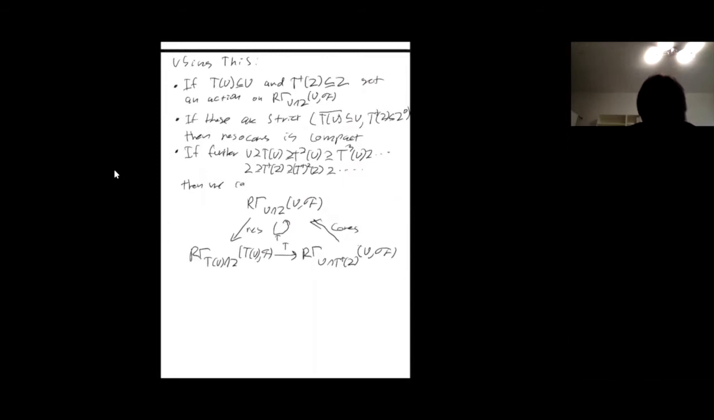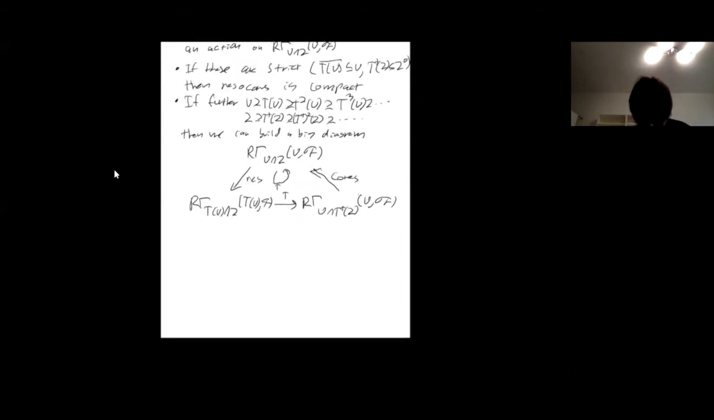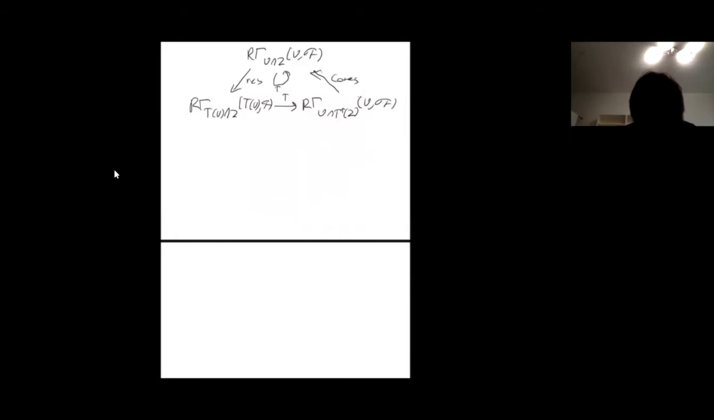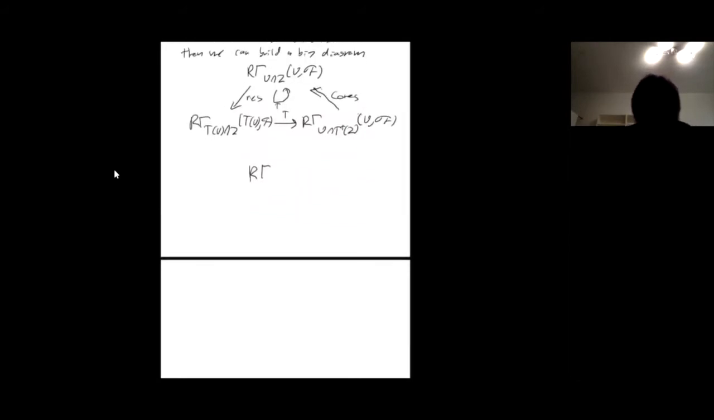Then we can build a big diagram. So for example, here we're going to have the cohomology of T of U intersect T transpose of Z with coefficients in the open T of U with coefficients in F. And then we have also restriction maps and co-restriction.